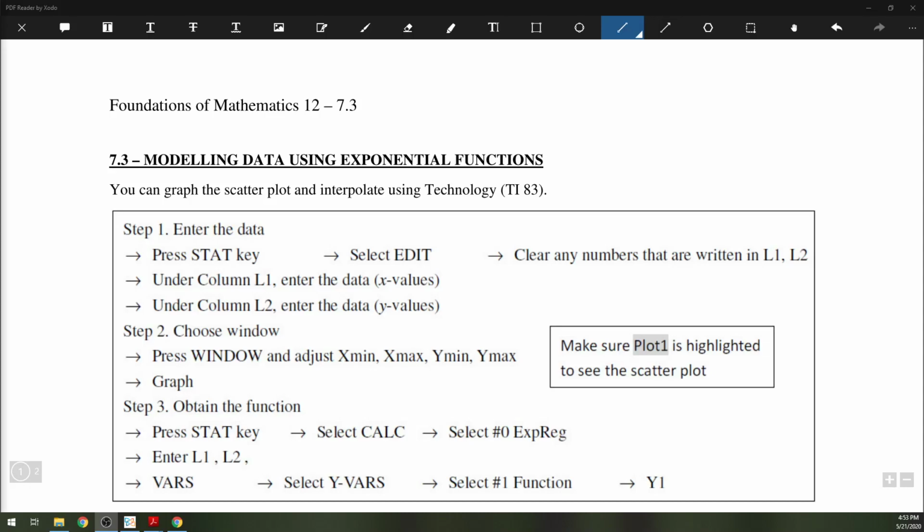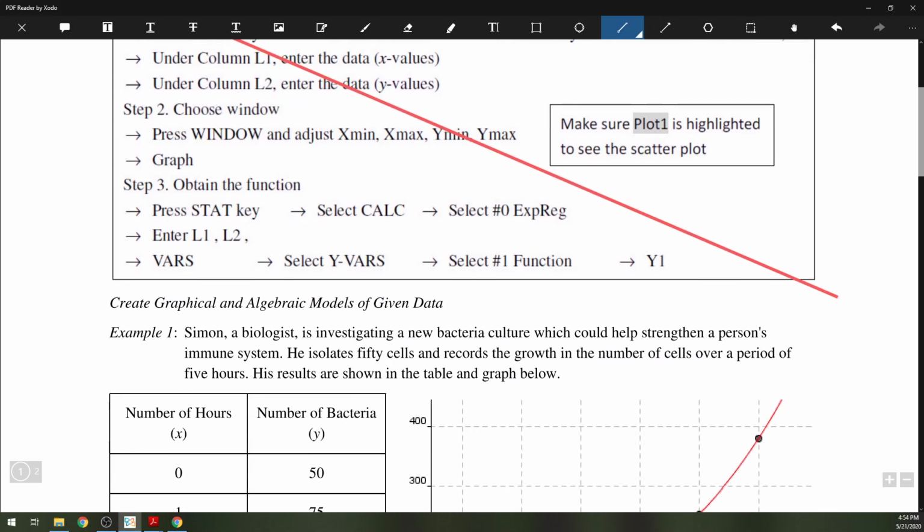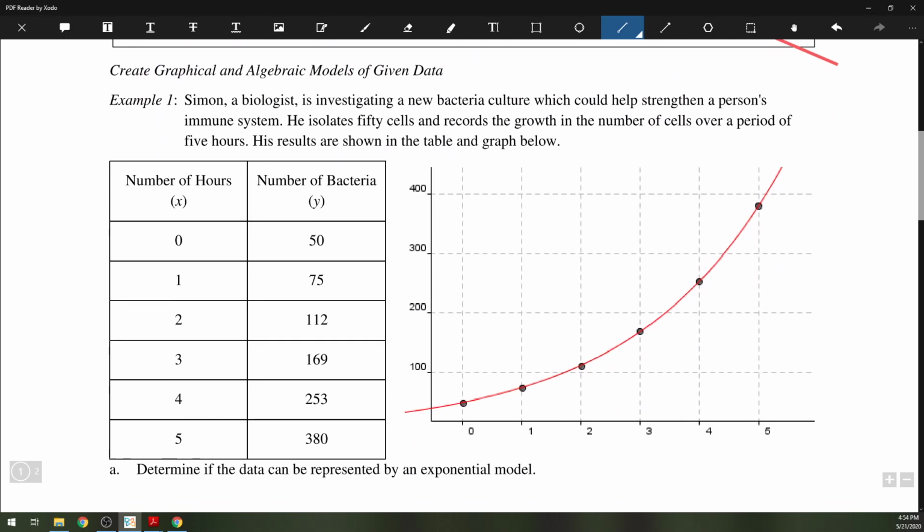Hello everyone. So today we're going to go over section 7.3, modeling data using exponential functions. First, this instruction right here was for the old TI-83s that we used to use in class. So we will not be using this today. Instead, we're going to be using the Desmos graphing calculator, just like with the polynomial functions from the last chapter. Okay, let's look at some examples.